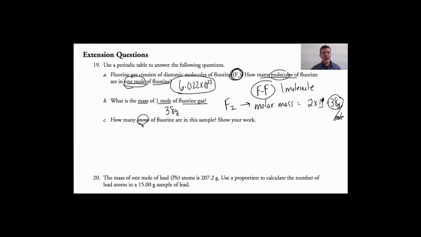How many atoms of fluorine are in this sample? Atoms now, not molecules. Well, in each unit you've got 2, and if you've got a mole, 2 times a mole of molecules, you're going to have 2 moles of atoms, which is 2 times Avogadro's number. So you're going to take this and multiply by 6.022, which gives 12.044 times 10 to the 23rd. Just multiply that by Avogadro's number.